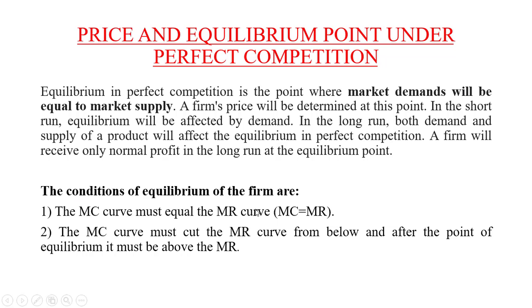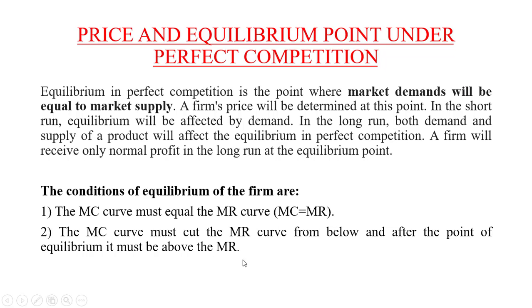Now there are two conditions of equilibrium of a firm. This is very important, you must know this. That is, the MC curve must be equal to the MR curve. MC is equal to MR. Now what is MC? MC is marginal cost and MR means marginal revenue. The MC curve must cut the MR curve from below, and after the point of equilibrium it must be above the MR. Now this marginal cost curve should cut the marginal revenue curve from below, and after this point of equilibrium it must be above the MR.